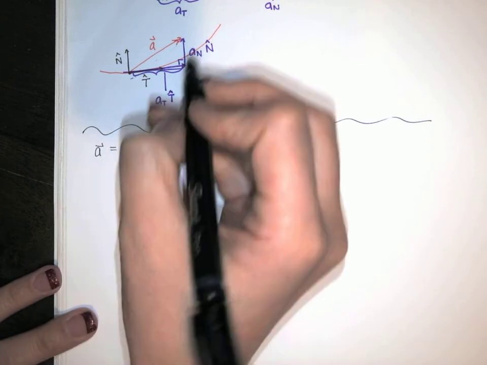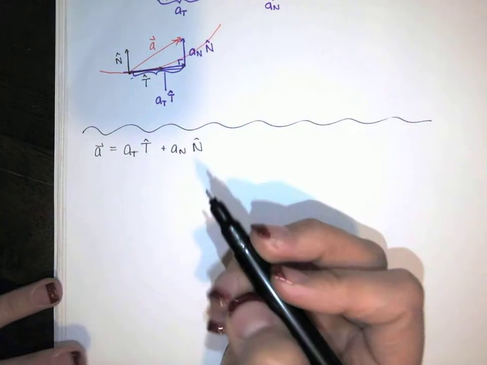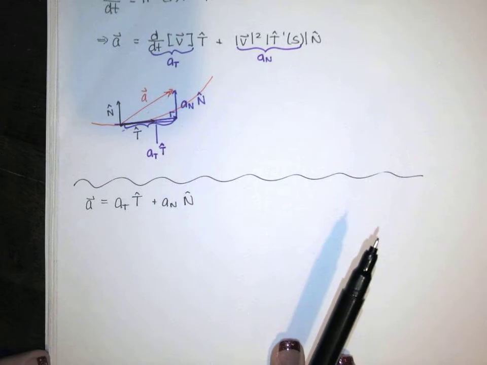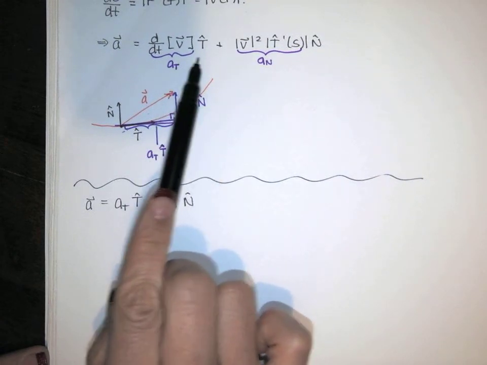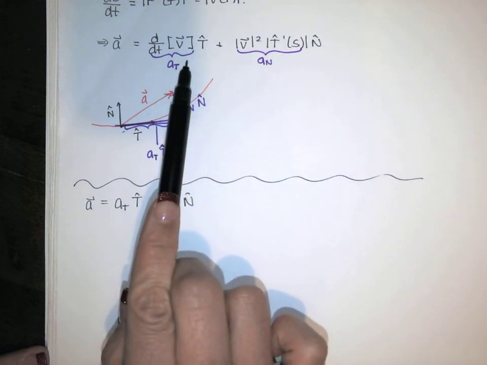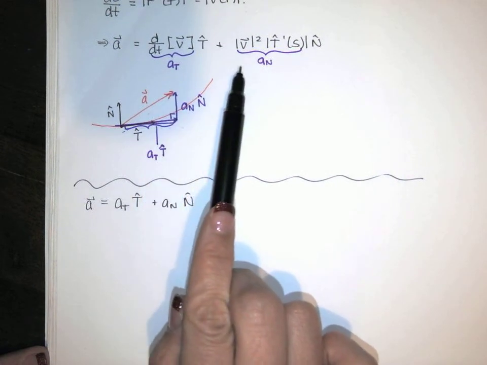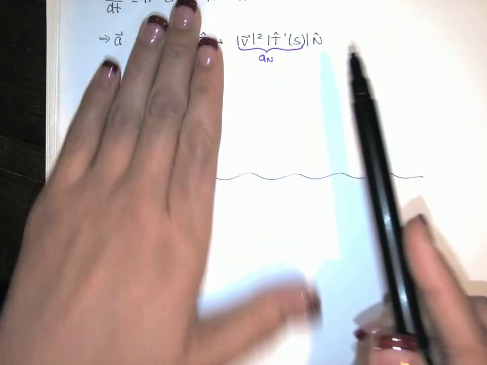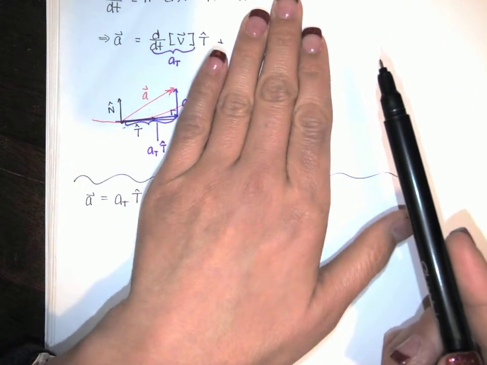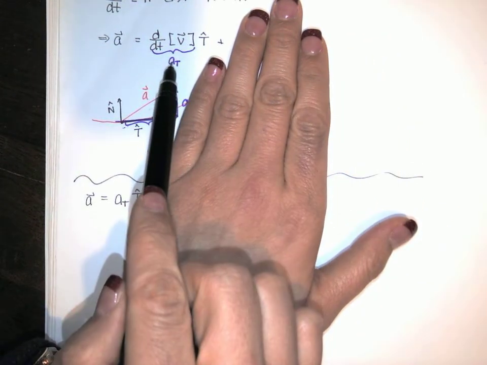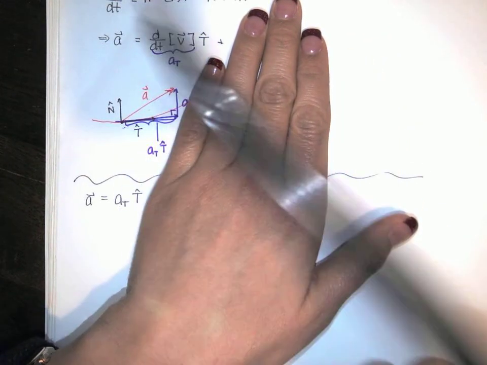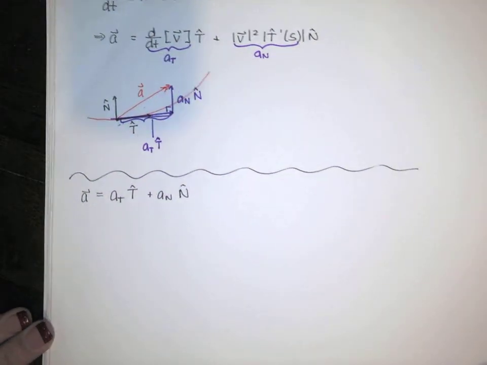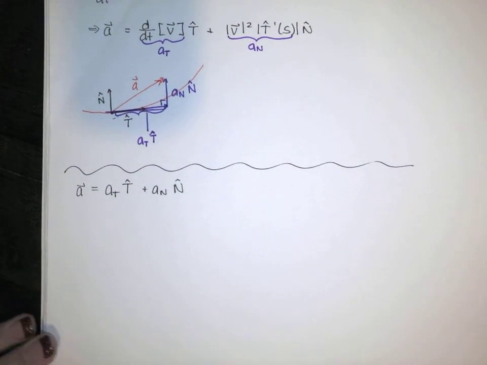I think it's easiest to understand what a sub t and a sub n mean by looking at these formulas and also thinking about the very special cases. Let's think about if a sub t were equal to 0 and our acceleration was entirely in the normal direction. And then let's think about if a sub n were equal to 0 and a sub t were entirely in the direction of the unit tangent. And then we'll analyze these formulas and interpret them physically.